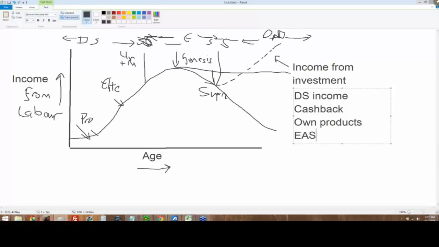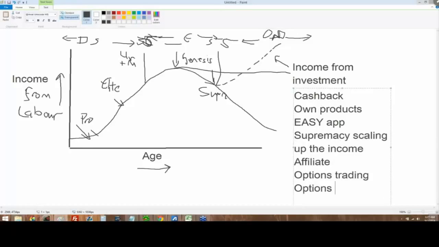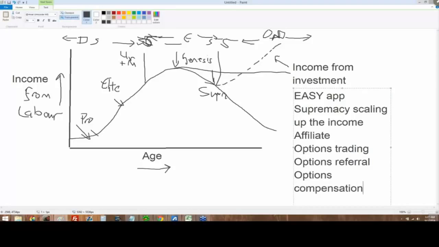You have your Genesis Easy products, which are easy money from Genesis app, okay? Then you have your Supremacy, basically scaling up your income. Then you have your affiliate income in DS Domination. Then you have your options trading income. You have your options referral income if you try to recruit, and then you have your options compensation plan income, which you're going to make even if you don't recruit anybody.